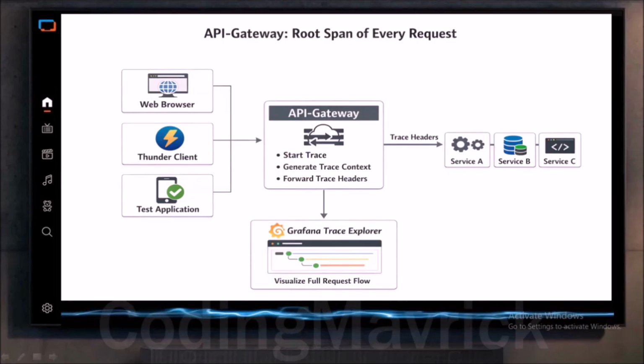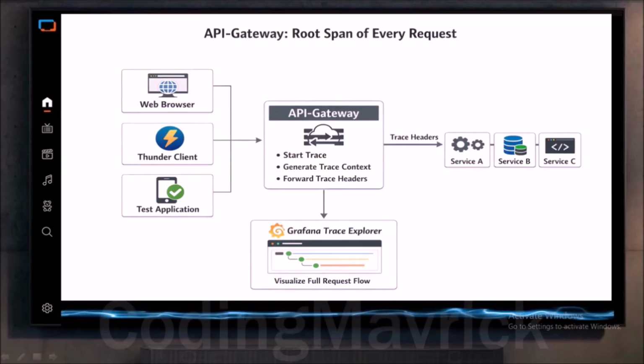It generates the trace context and forwards the trace header to the downstream services. In simple terms, API Gateway becomes the root span of every request, allowing us to visualize the complete request flow across microservices inside Grafana Trace Explorer.